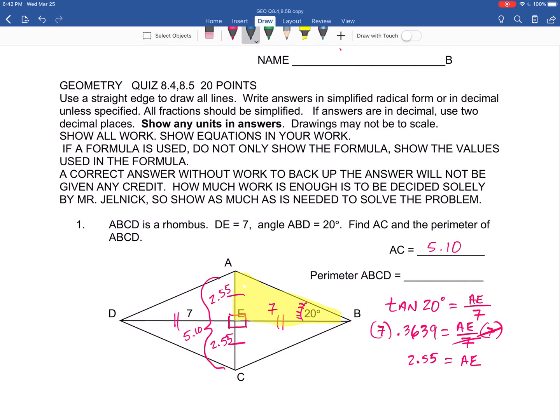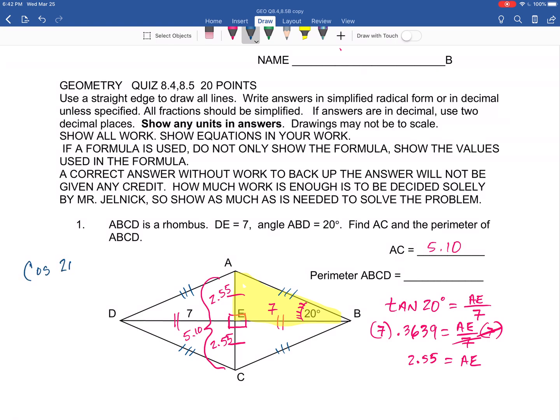Now the perimeter. Well, remember, all four sides are the same in a rhombus. I just got to find one side and multiply it by 4. I'll tell you what, we'll do cosine to find side AB. Adjacent from my I. Adjacent is 7. The hypotenuse is AB, so that's adjacent and hypotenuse. That's cosine.